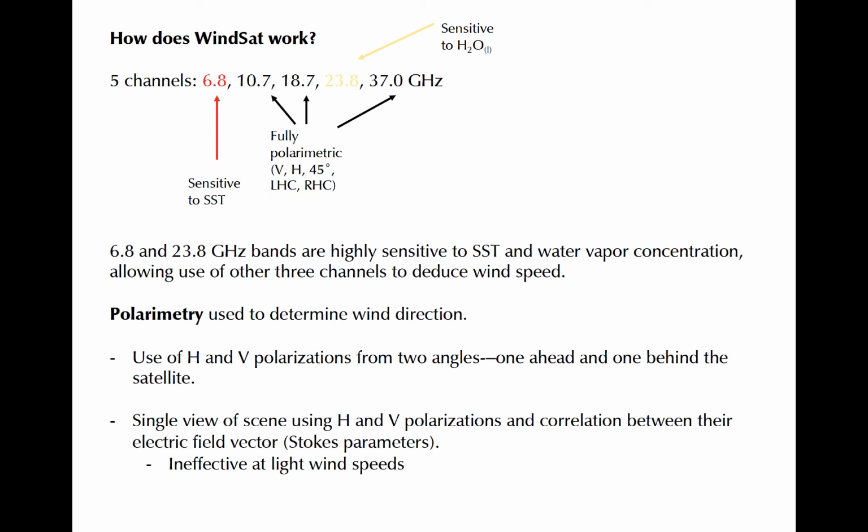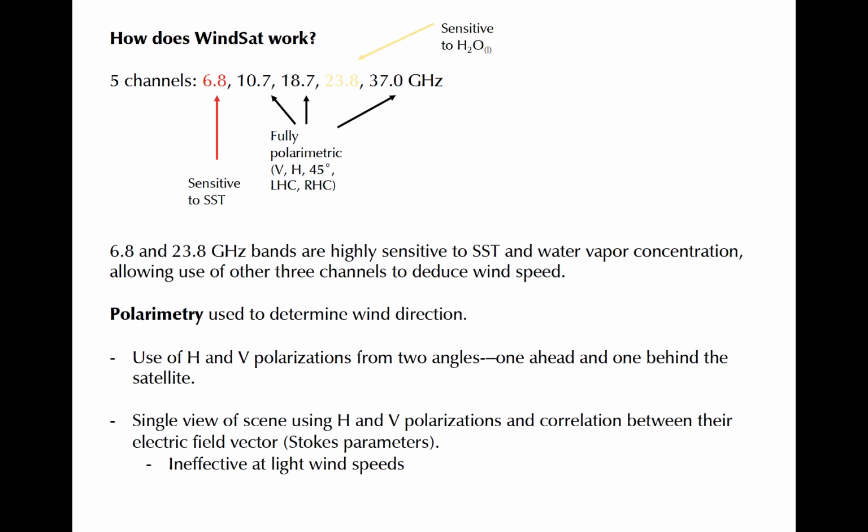Because the lower frequencies are not as heavily scattered by rain, WindSat can provide some estimates of coarsely resolved wind speed, even in places where precipitation occurs. Full polarimetry, which involves detecting vertically and horizontally polarized radiation, in addition to slant polarized and left and right-hand circular polarization, is used on WindSat.